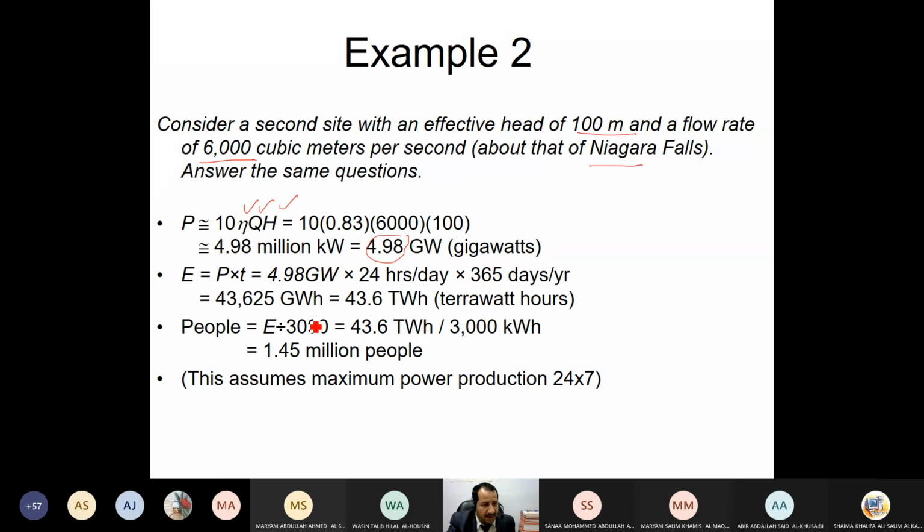Now if I multiply this by 24 hours and 365 days, 43.6 terawatt hours is the energy. If I divide by 3,000, it gives me 1.45 million people who could use it.